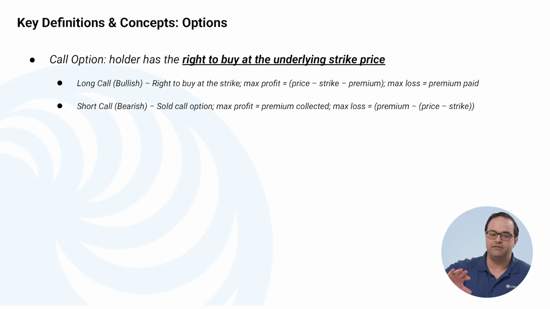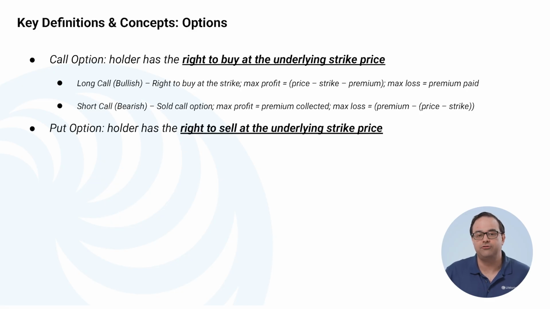A short call has the opposite payoff diagram. They have sold a call option to the long call. They've collected a premium. Their max loss is uncapped. It is their premium collected less the difference between the price of the security and the strike price. So in theory, the max loss for a naked short call would be uncapped because the price of an asset, let's say a stock, has no specific upside cap.